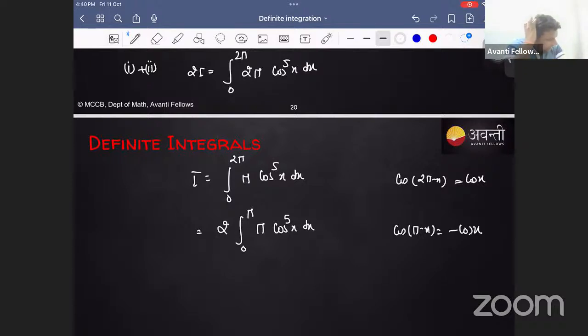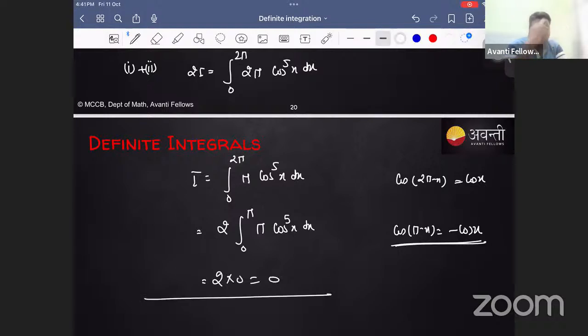So there we have a problem. So in that case, if it is so, that means the answer will be simply 0. So overall the answer is 0. Correct?